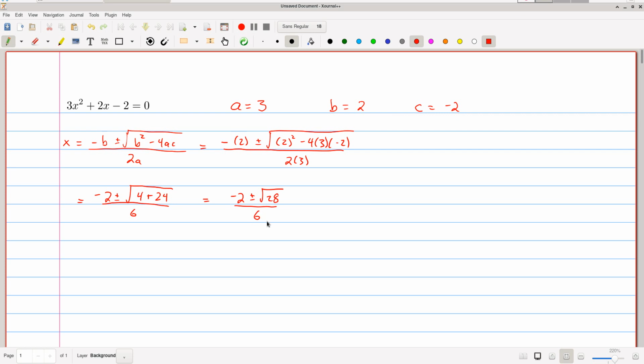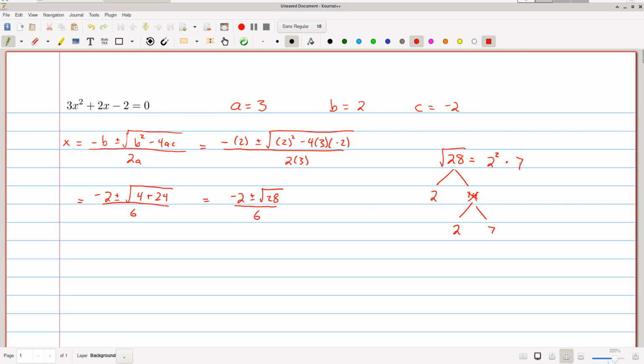Let's see if we can simplify the radical. So 28, I'm going to factor this using a factor tree. I know that this is even, so we can divide it by 2, and we got 14. Again, that's even, so we can divide by 2, and we've got 7. So now I see we have a pair. We have 2 of a kind. So we can rewrite 28 as 2 squared times 7.